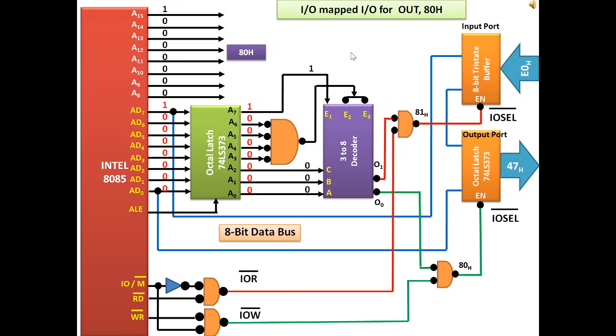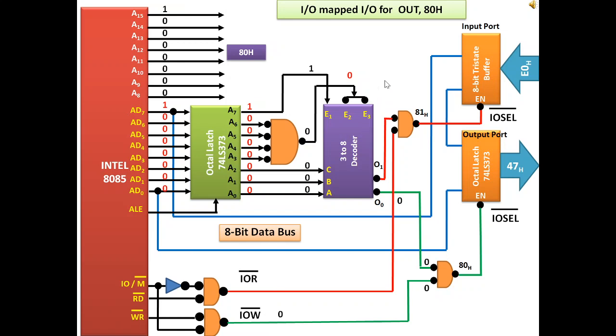Then A6, A5, A4 and A3 are decoded using a bubble NAND gate, where all are 0 means the output will be 0, and it is connected to E2 and E3, where E2 and E3 are active low type enable. So A7 to A3, all this signal ensures that this particular decoder is active.